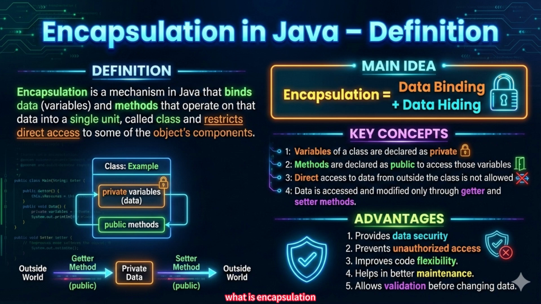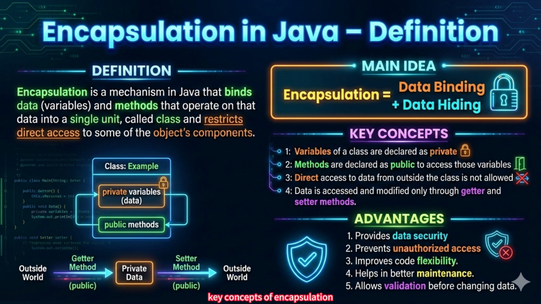What is encapsulation? Let's start with the definition. Encapsulation is a mechanism in Java that binds data, variables, and methods that operate on that data into a single unit, called a class, and restricts direct access to some of the object's components. So, in simple words, encapsulation is equal to data binding plus data hiding. Encapsulation means keeping variables safe, hiding data from outside access, allowing controlled access using methods.